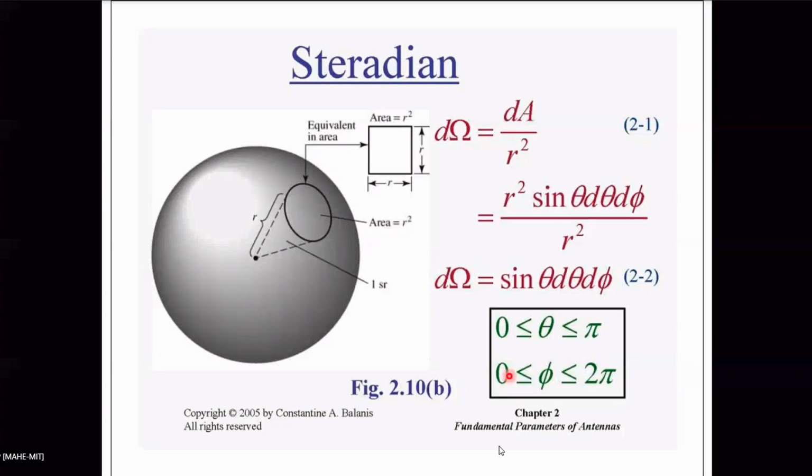Now tell me, what is the solid angle in a sphere? How to find out the total solid angle in a sphere? Sir, double integrate the limits. So you have to double integrate the elemental solid angle with the limits theta is equal to 0 to pi and phi is equal to 0 to 2 pi.